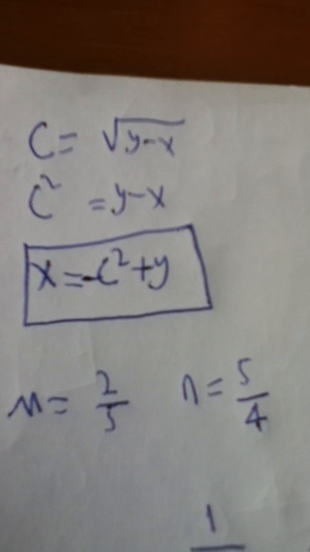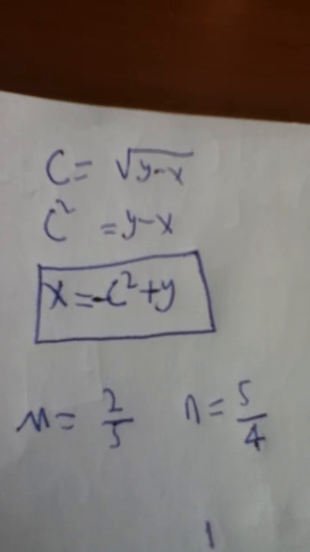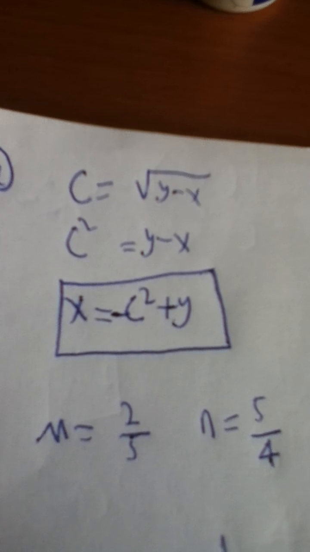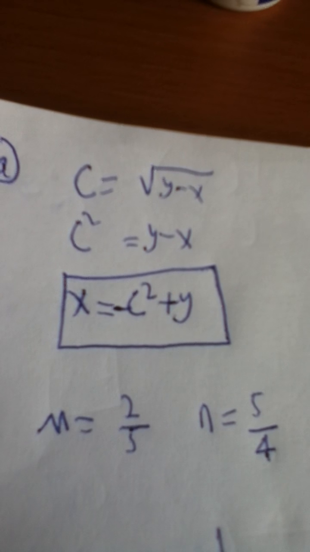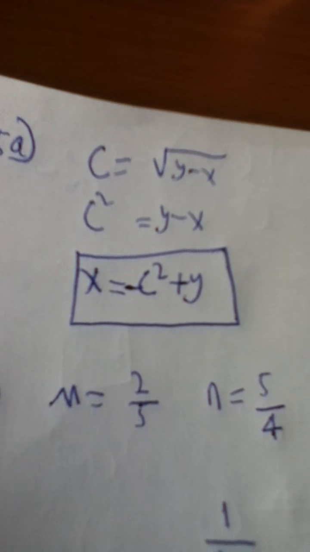Okay, so in this question you're given c equals square root of y minus x, and you're asked to write x in terms of c and y. So to get rid of the square root, you square the other side. So you have c squared equals y minus x. So to get x on its own, you have x equals minus c squared plus y.